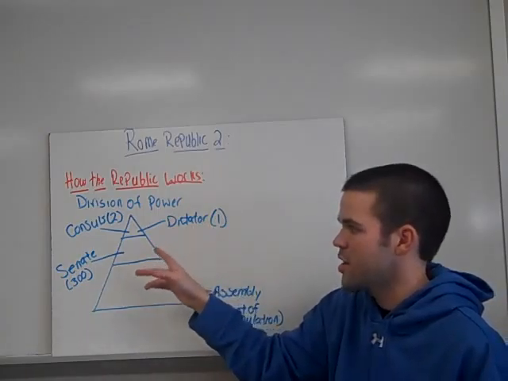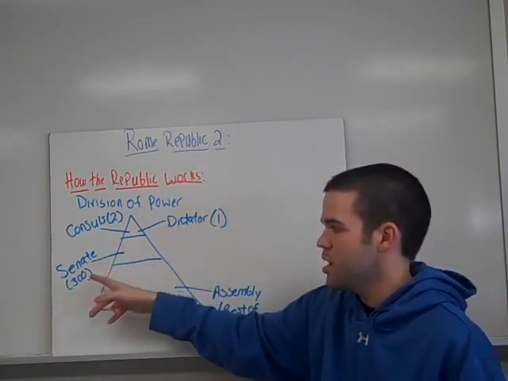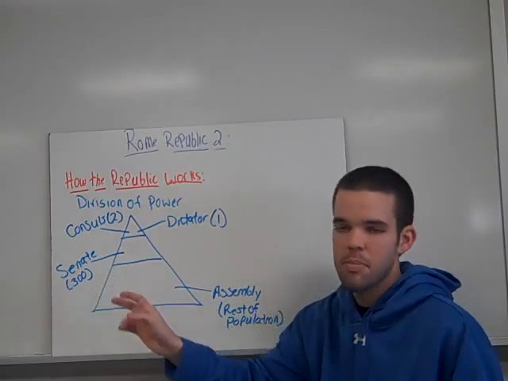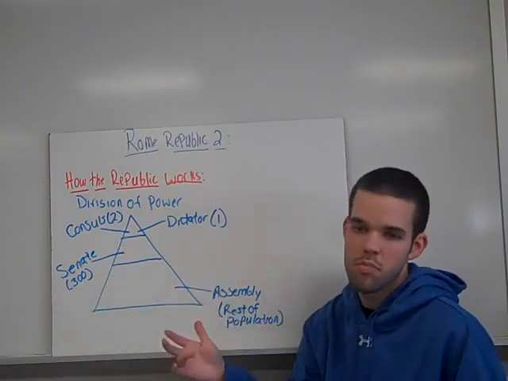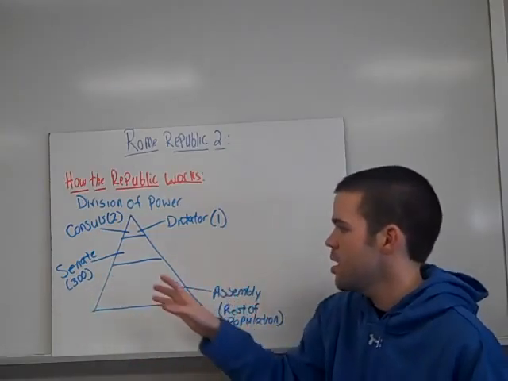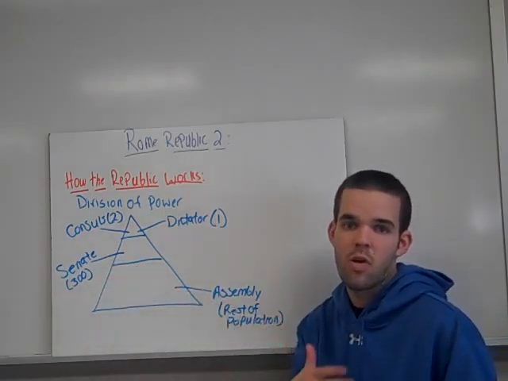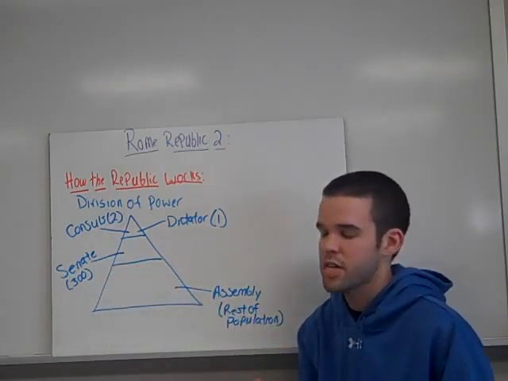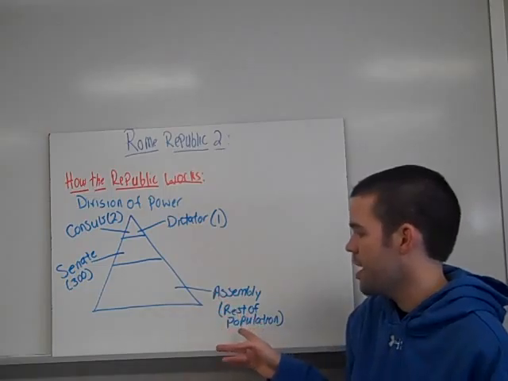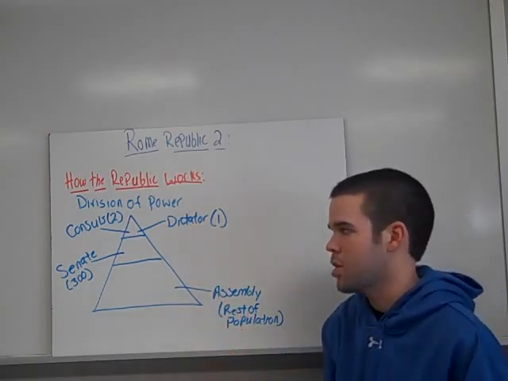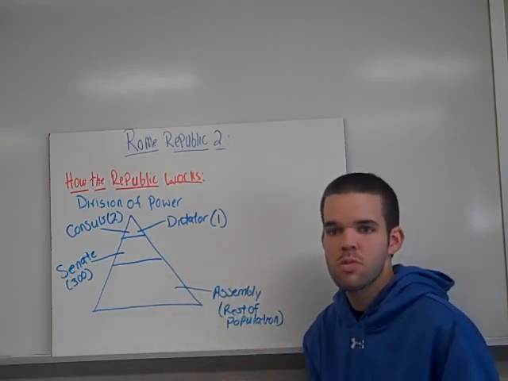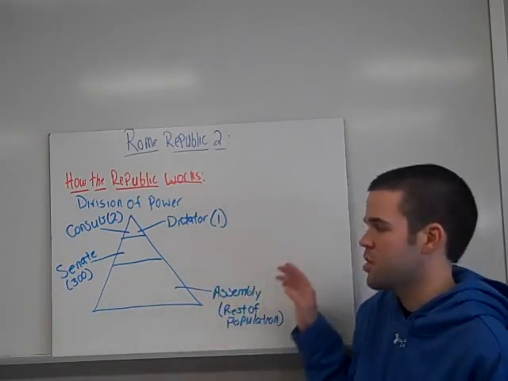You have 1 dictator. In the middle area, you have the Senate, which is a 300-person group, which we're going to talk about a little bit later. That's similar to our Senate or our House of Representatives, our Congress today. And at the bottom you have the Assembly, which is the rest of the population. In the coming boards, we're going to talk about each one of these individually.